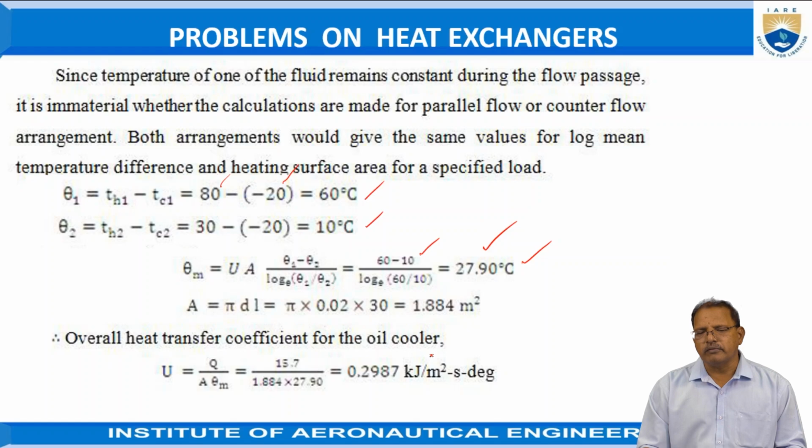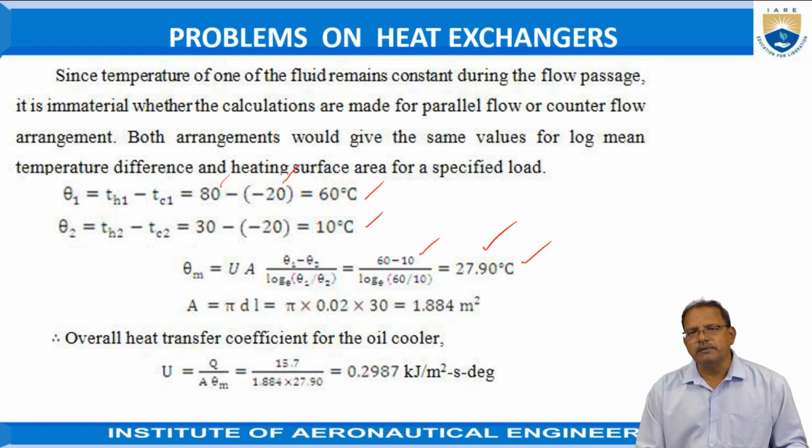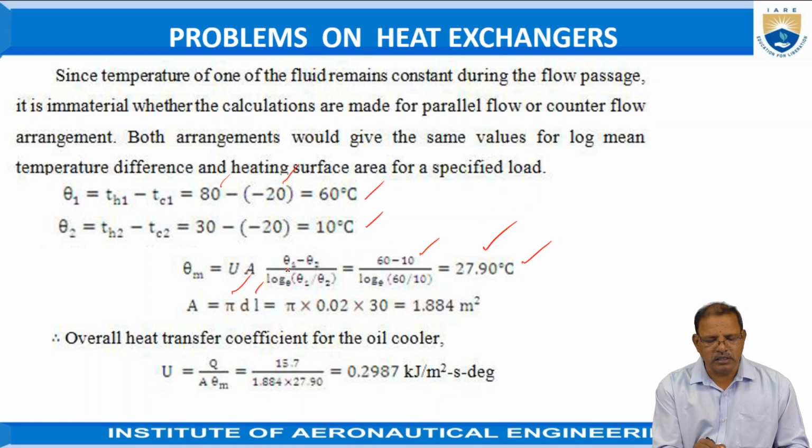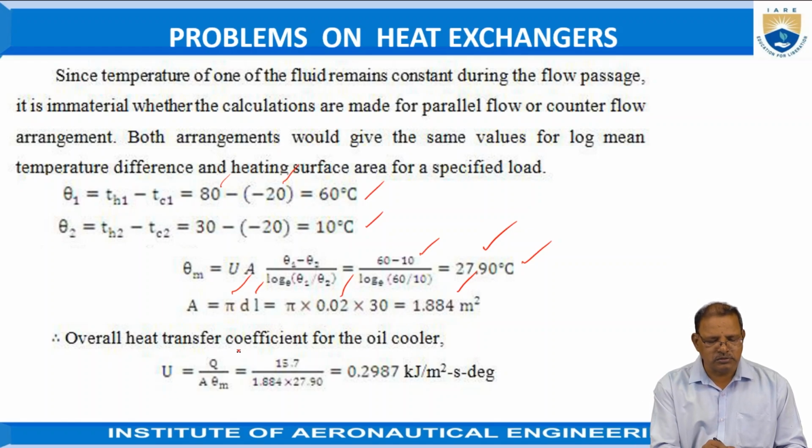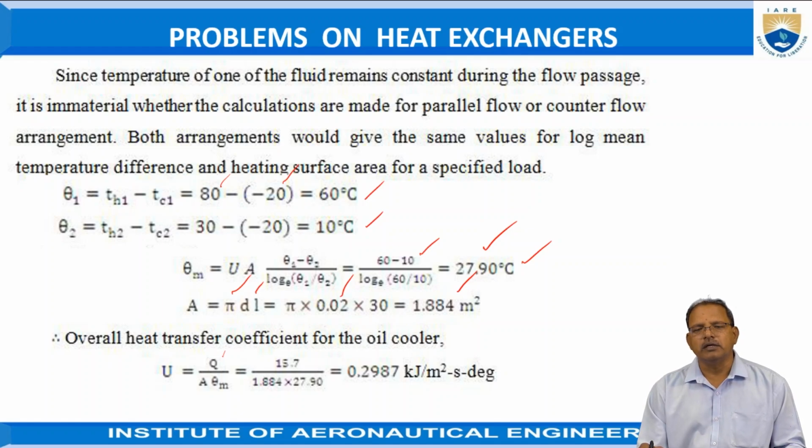The surface area for the pipe is generally given by perimeter multiplied by length, which is pi d L. Here d is the diameter of the pipe, 0.02, and L is the length of the pipe, 30 meters, which gives 1.884 meter square. The overall heat transfer coefficient for the cooler is given by U is equal to Q divided by A into theta_m, where U is the overall heat transfer coefficient, Q is the amount of heat energy extracted from the hot fluid, A is the surface area, and theta_m is the logarithmic mean temperature difference.